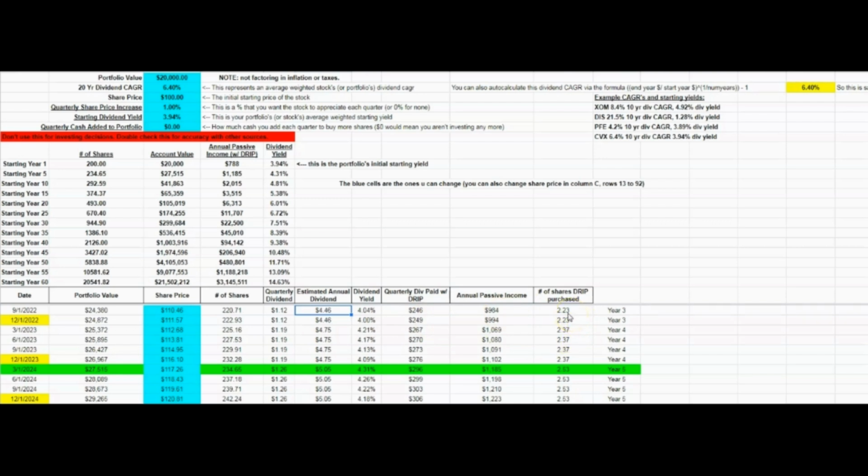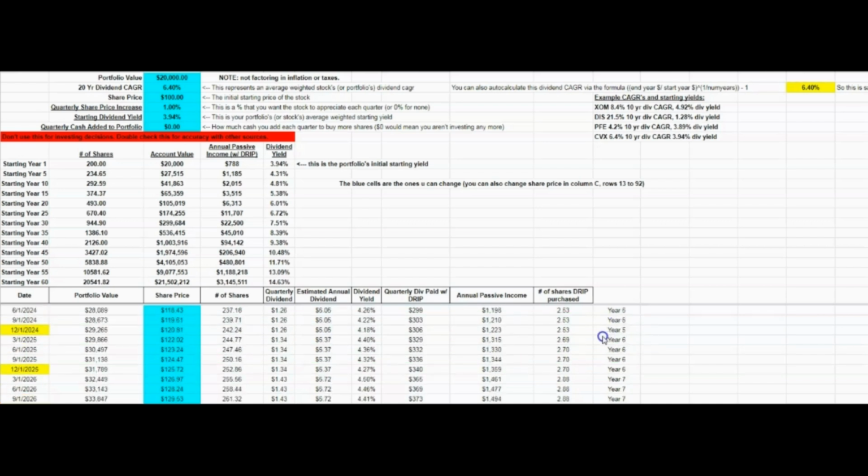So, in the first quarter you had purchased 2.23 shares because it dripped $246 worth, and each share is 110, so it buys 2.23 shares, which is why in the next quarter you went from 220.71 shares to 222.93 shares, and then it just goes on and on.